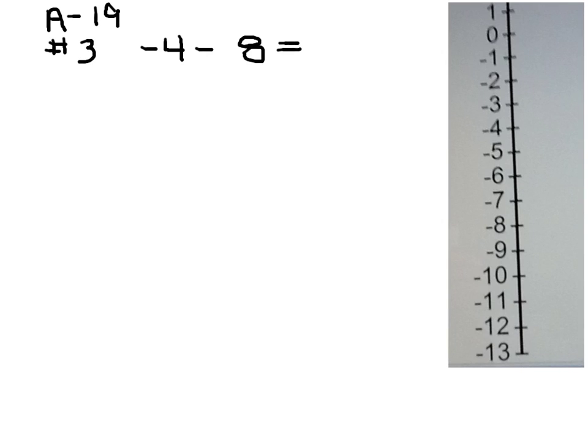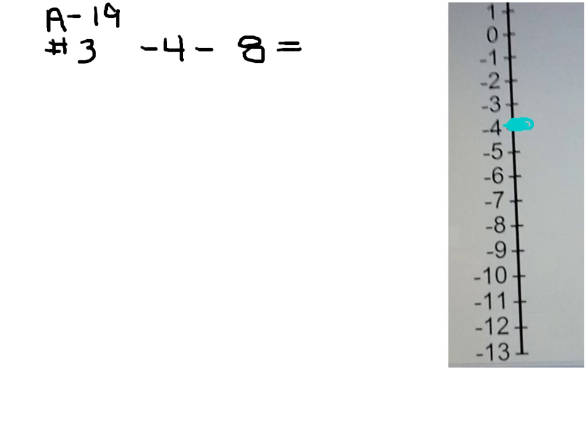All right, this is A19. I'm doing number 3, which is -4 minus 8. So first thing I'm going to do is look over at my number line, and I'm going to start at -4. So let's go ahead and I'm going to go down to -4. There's where we know we start.